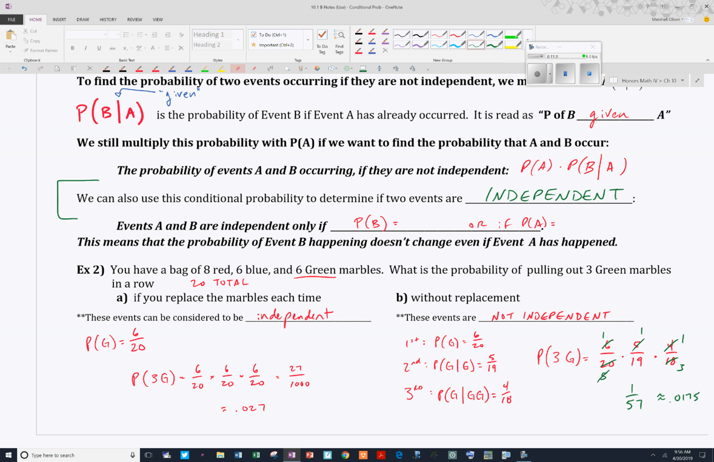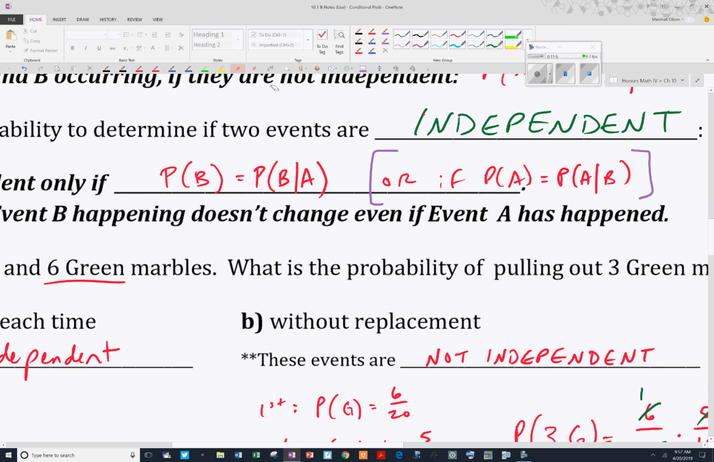But the idea of independence is this. Events A and B are independent only if the probability of B is equal to the probability of B given A. Or if you'd like, you could actually find the probability of A and then compare that to the probability of A given B. Doesn't matter. It's really saying the same thing. This is usually what would be given like a textbook. Let's zoom in on that a little bit there.